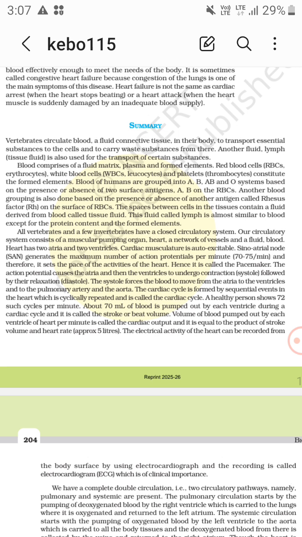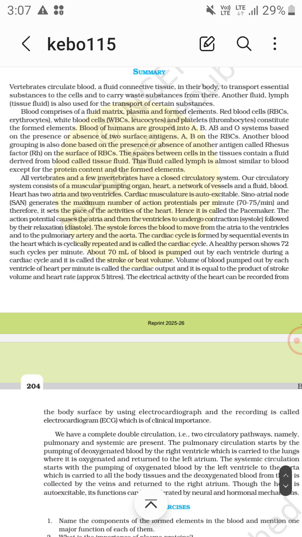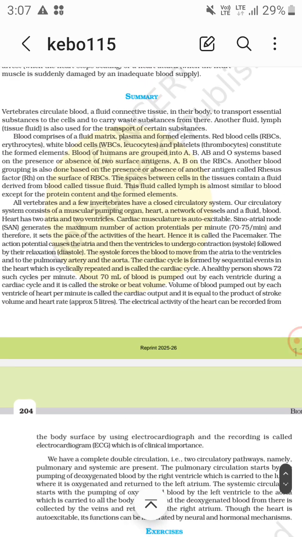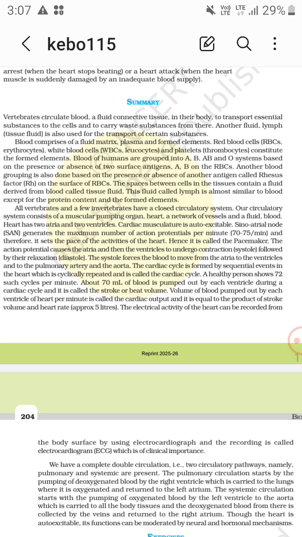that is blood. Now the heart has two atria and two ventricles. Cardiac musculature is autoexcitable. The sinoatrial node, SAN, generates the maximum number of action potentials per minute, that is 70 to 75 per minute, and therefore it sets the pace of the activities of the heart, hence it is called the pacemaker, right?